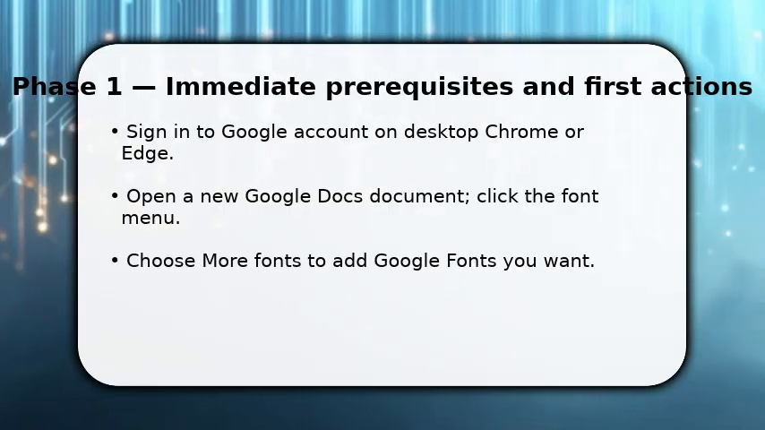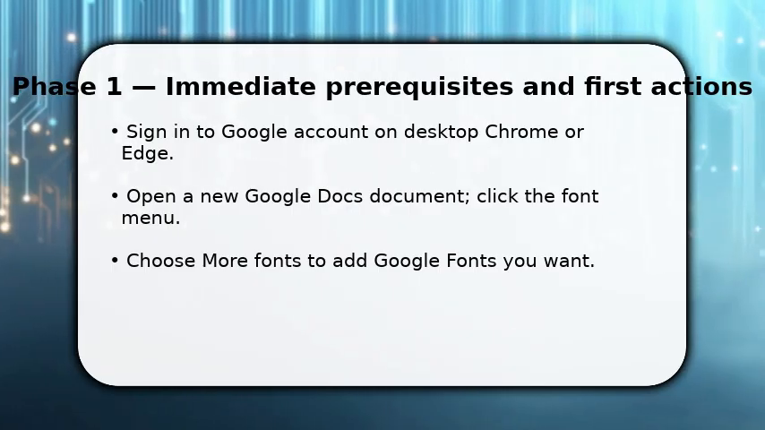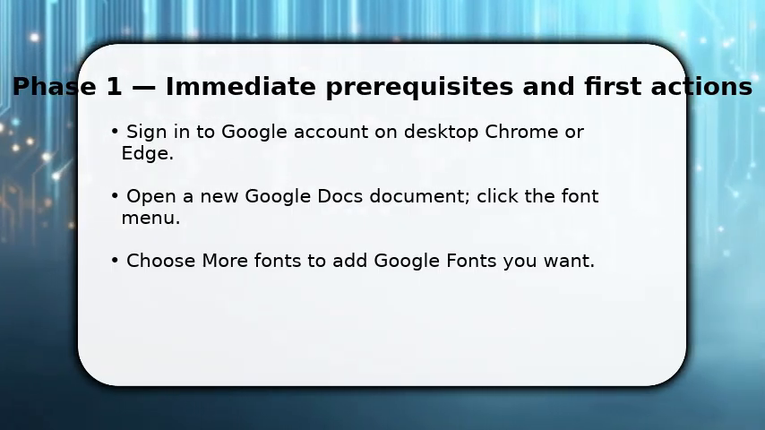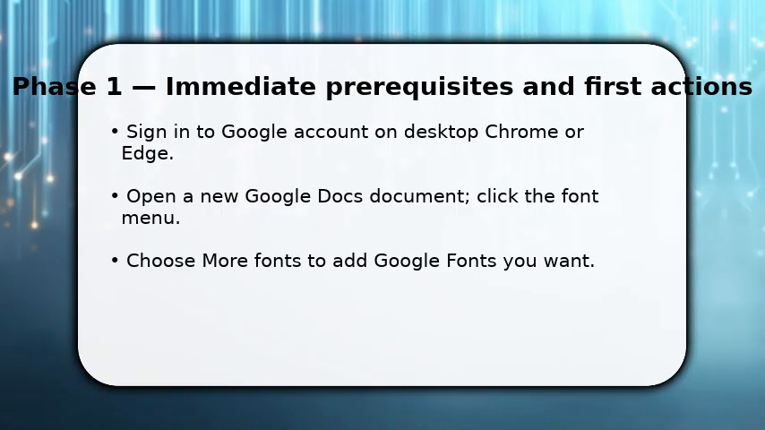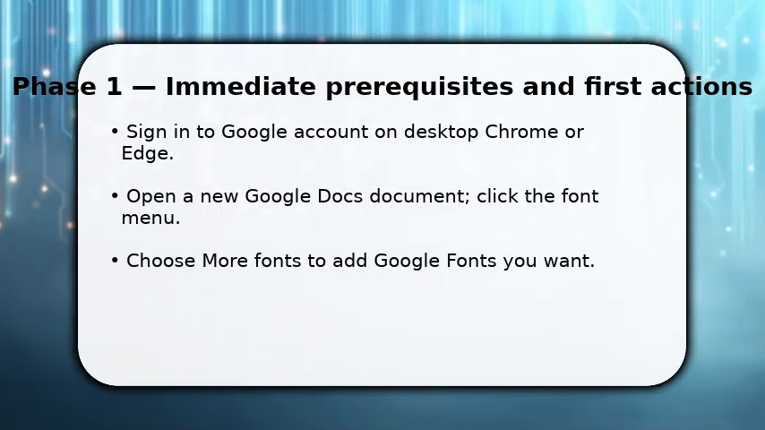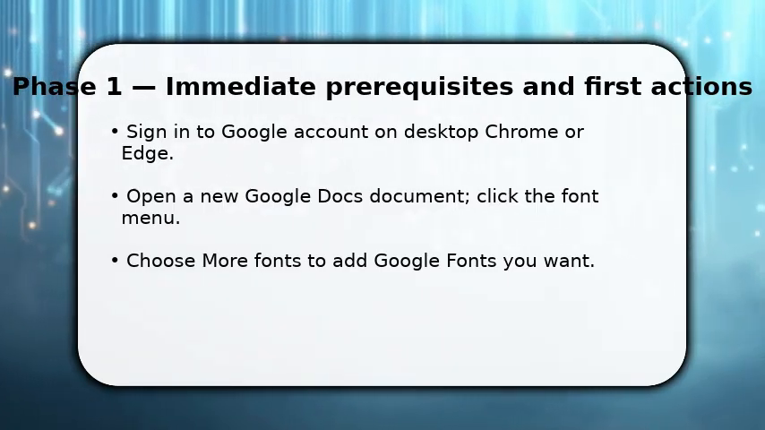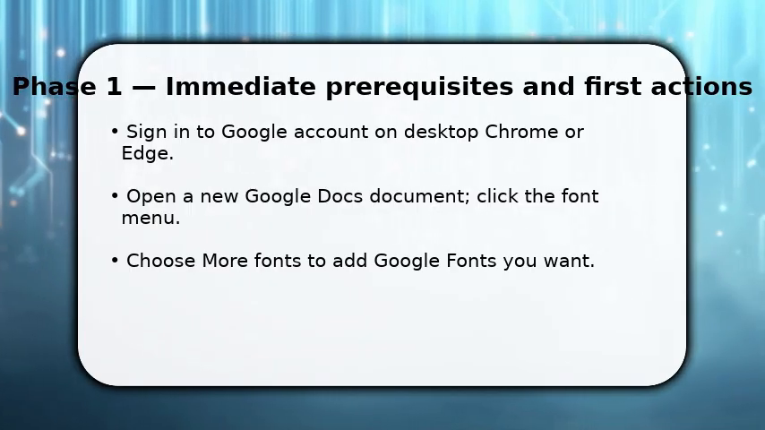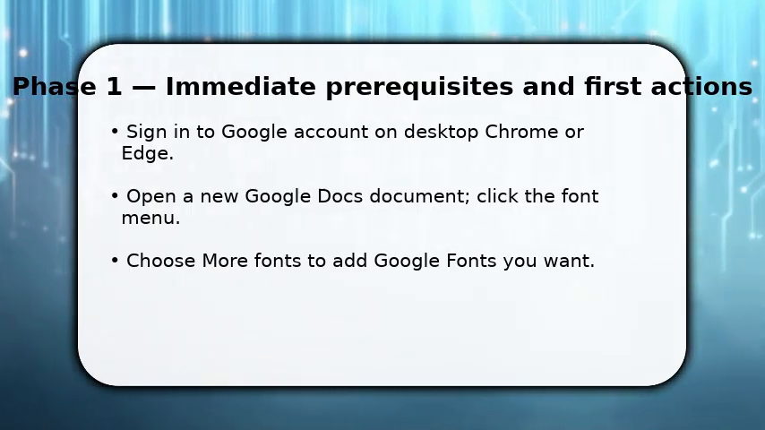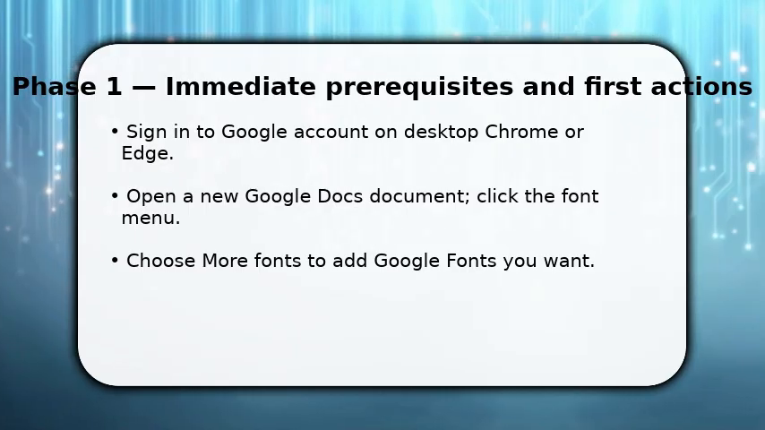You start by signing into your Google account on a desktop browser. This method won't change app UIs on mobile. Once signed in, open Google Docs and create a blank document. Click the font drop-down and select More Fonts to add the exact Google fonts you need. Once added, pick one as the active font.